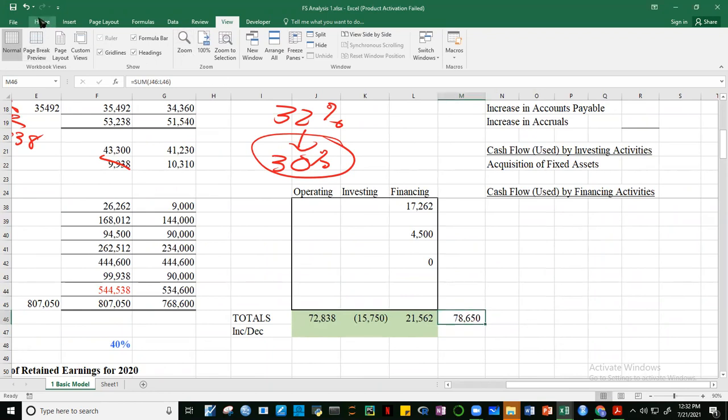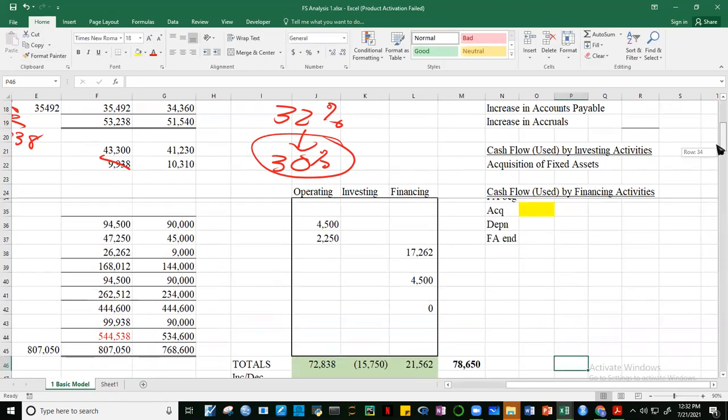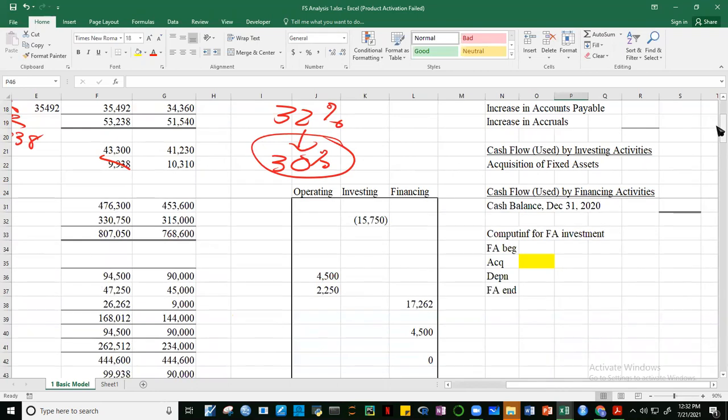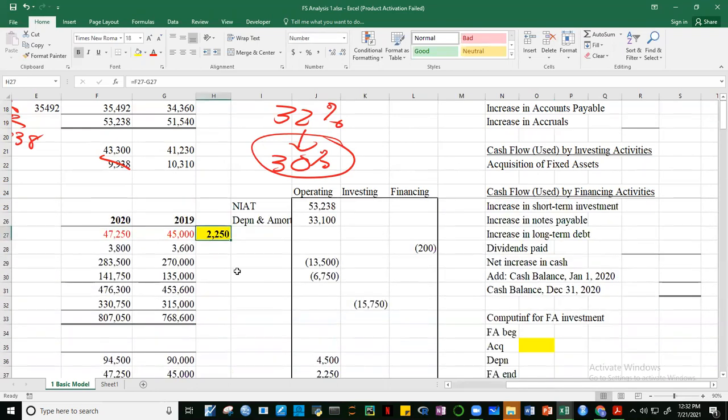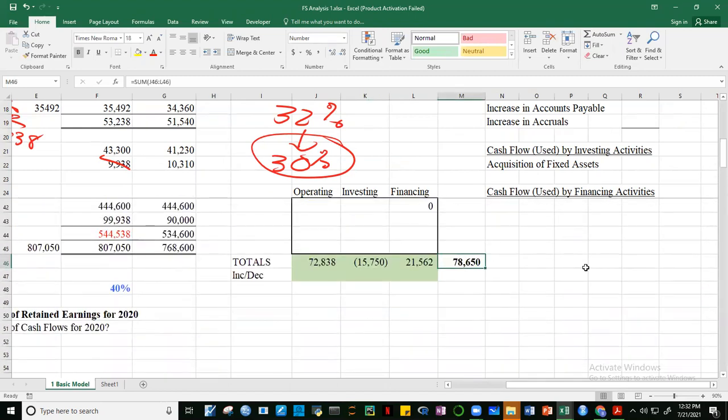Pero guys, in conclusion, Houston, we have a problem. Bakit? Dapat 2250 lang siya. Bakit naging 78,650? Ibig sabihin, we need to review this. We need to look kung saan tayo nagkamali o baka may kulang pa. Okay? Okay, I hope that's clear guys.